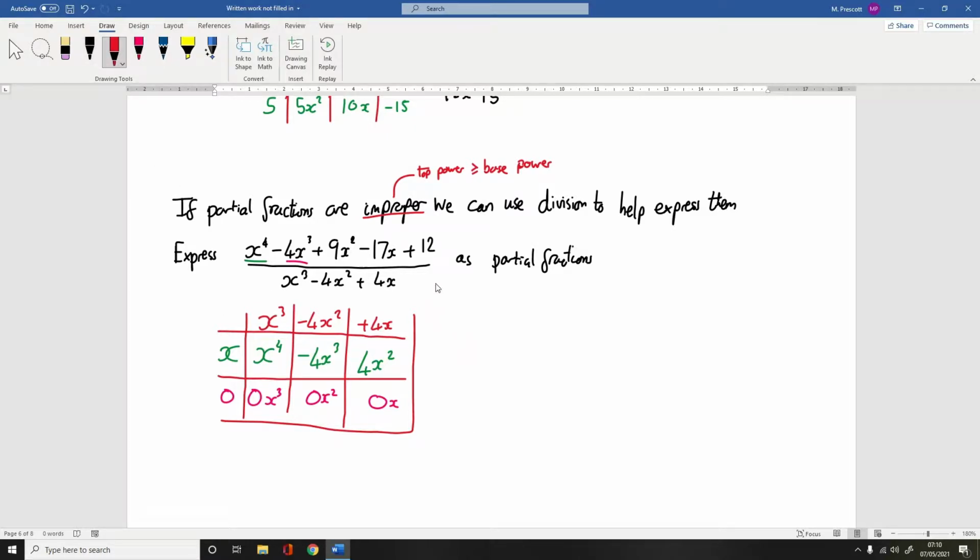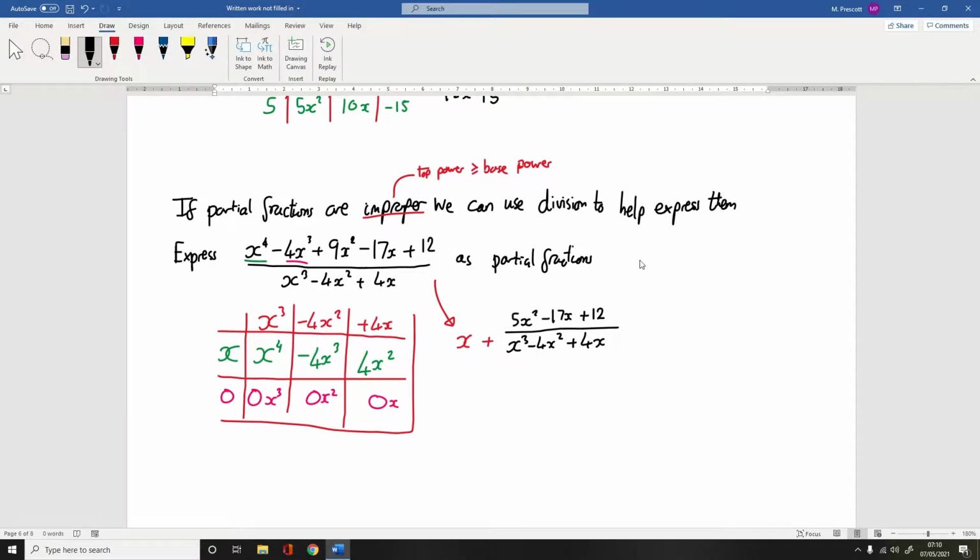So what are we saying? We're saying that this fraction is equal to x plus, and then we need to think about a remainder. So what are we actually missing? We have got 4x squared on this diagonal, but we actually want 9x squared, so we need another 5. We want minus 17x, but we have 0, so we need to take away 17x. And we want 12, and we've got no numbers, so plus 12. That's our remainder, and it's all over x cubed minus 4x squared plus 4x.